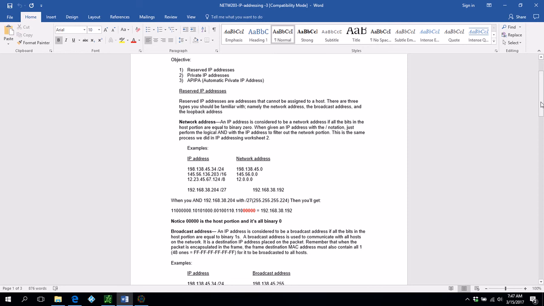So what do you need to know? If you are given an IP address, you need to identify whether it's a network address or not, because then you will not be able to assign it to a host. So an example would be, how would you find out the network address of this IP?